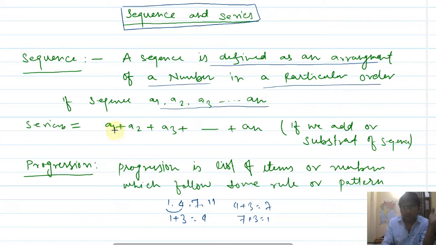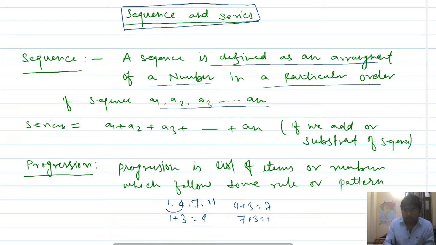What is a series? If you have a sequence A1, A2, A3, An, and you add or subtract the terms of the sequence, just like A1 plus A2 plus A3, then the sequence becomes a series. And the next one, what is a progression? A progression is a list of numbers which follow some rule or pattern.